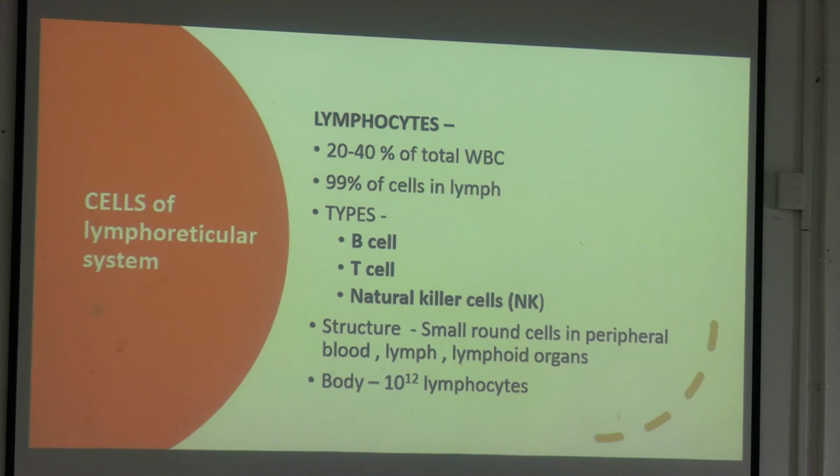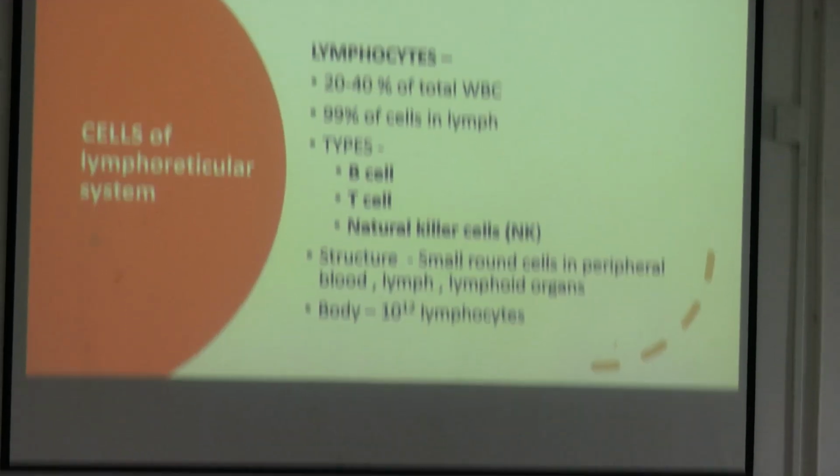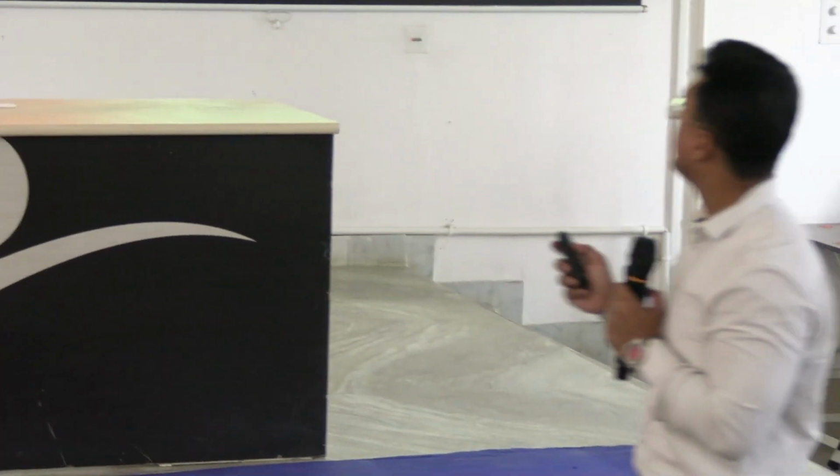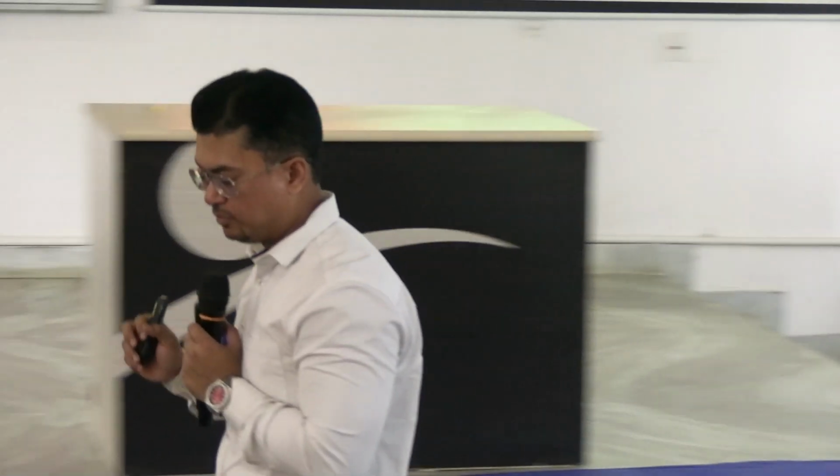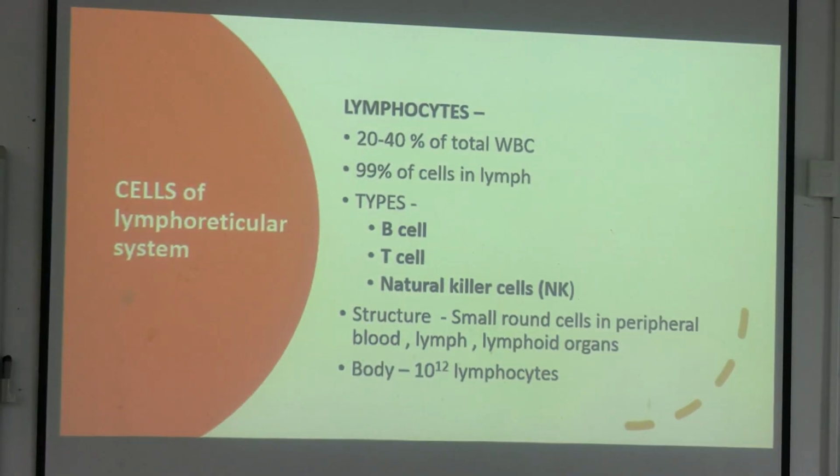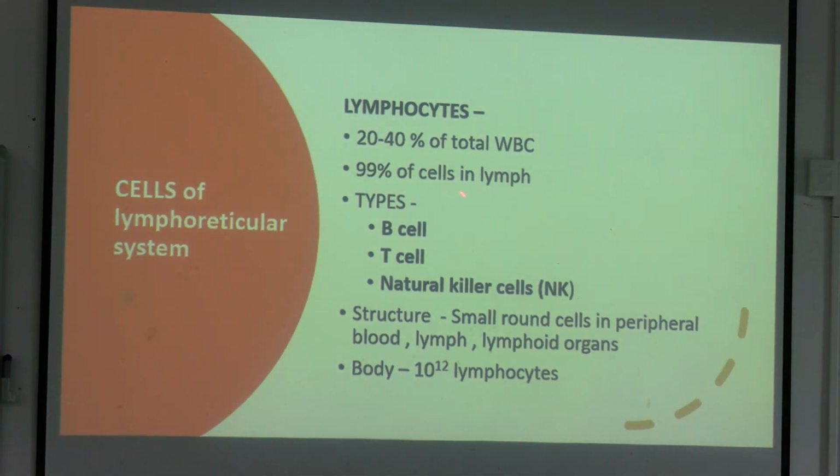Now coming to the cells of the lymphoreticular system. We have talked about the organs, now we will concentrate on the cells. What cells do we have in the system? We have lymphocytes. All of you know that lymphocytes are there in the blood, and this is a picture of the lymphocyte. 20 to 40% of the total WBC are lymphocytes. 99% of them are in the lymph, and there are three main types of lymphocyte: B cell, T cell and the natural killer cell or NK cell.